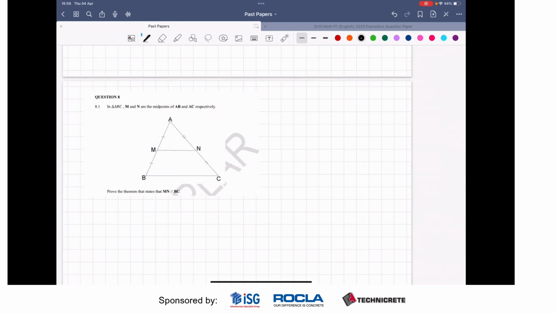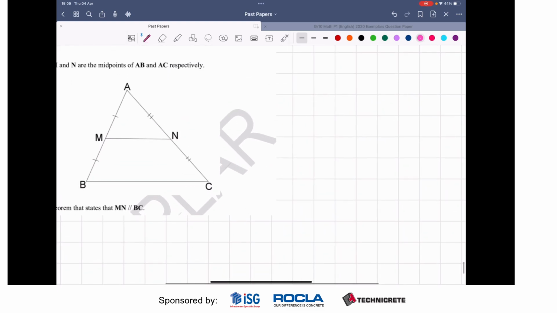Okay, then question 8, we're given a triangle ABC with these midpoints M and N of AB and AC respectively, and we're asked to prove the theorem that states that MN is parallel to BC. So I'm going to prove this by using the congruency of triangles. So the first thing that I'm going to do is construct a triangle here on the outside of this triangle by placing a point P. And I'm going to make it such that NP is equal in length to MN.